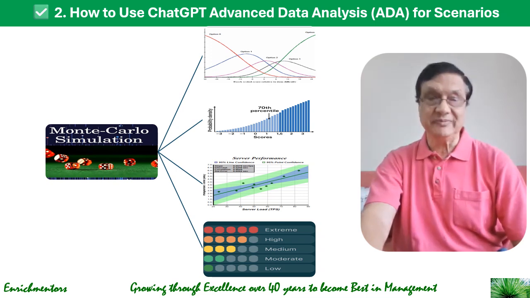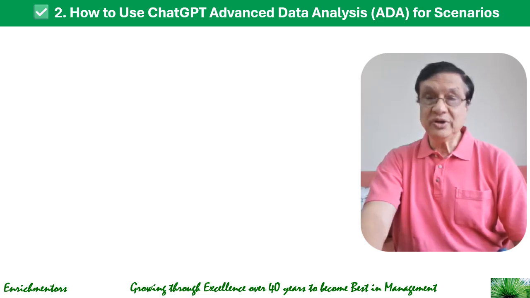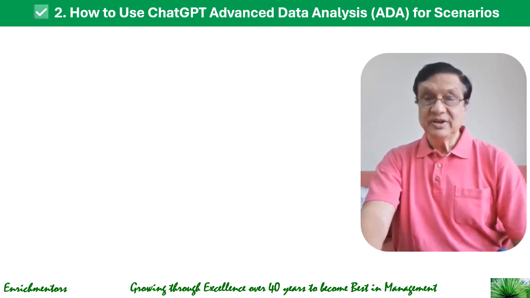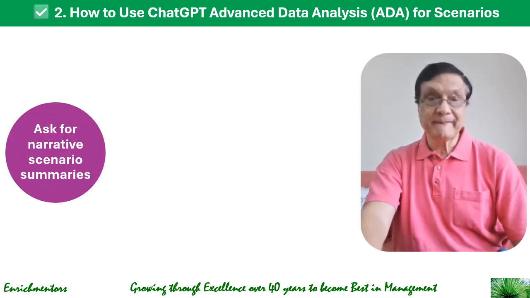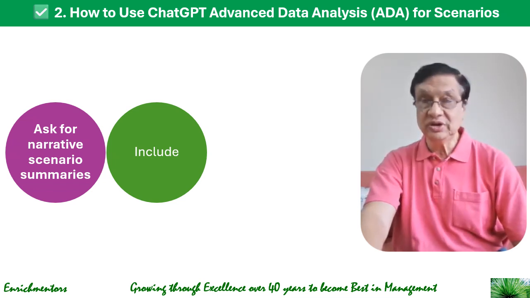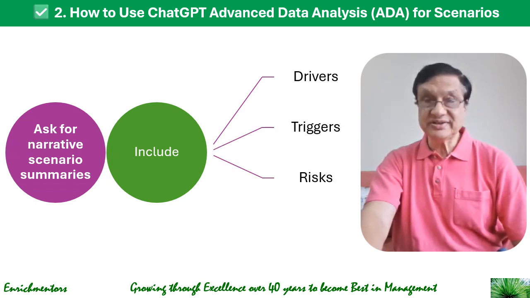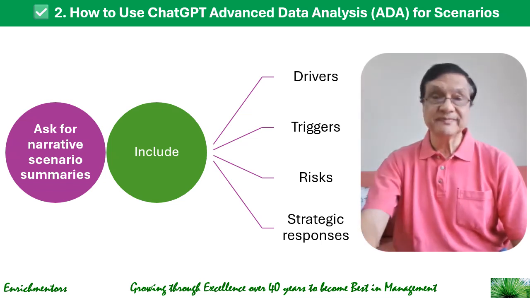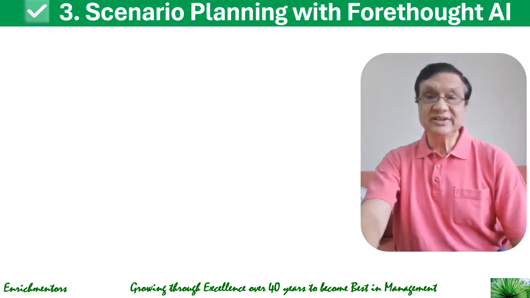Because the future is random. Then step 6, you can ask for narratives of the scenario summaries. You can ask it to write executive summaries for 3 plausible future scenarios, right? Those scenarios could be optimistic, plausible, adverse, and specifically mention to include drivers, triggers, risk, and strategic responses. Isn't this excellent for presentations or board meetings? Absolutely. Let's take a look at how to use Forethought AI for scenario planning.